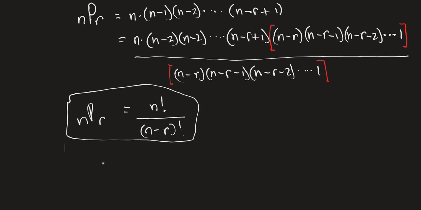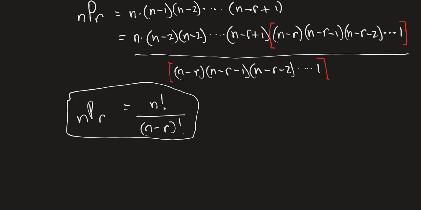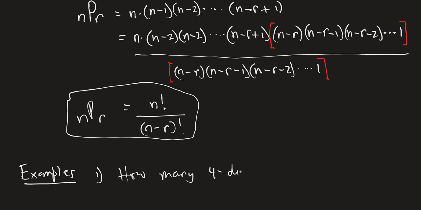So now let's do just a couple of examples, and then that will wrap this up. Let's do that question that we did earlier. Remember when we were making our 4-digit codes? How many 4-digit codes are possible?